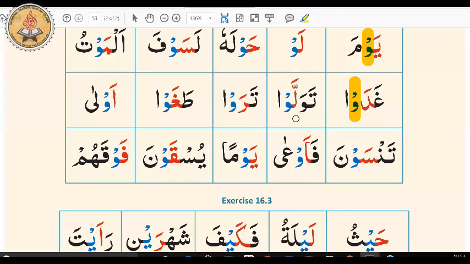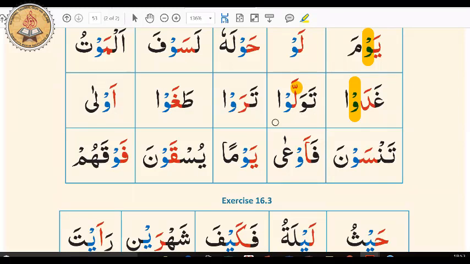Tawallow. Once more for me. Tawallow. Okay, this lam, what does this have here on top of it? I forgot. It's a tashdid. Okay. So when there's a tashdid sound here, what do I have to do with the letter before it? How do I pronounce this? Wallah. Very good. Well done.